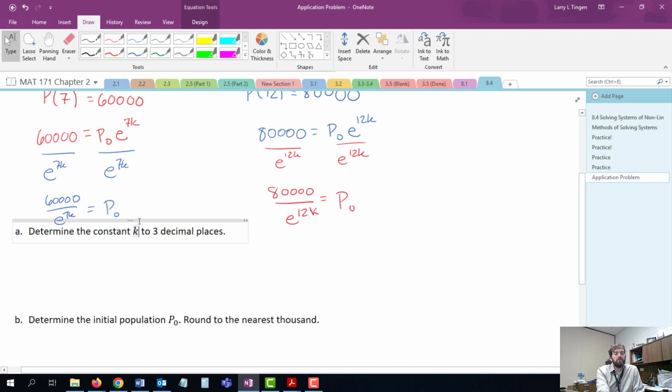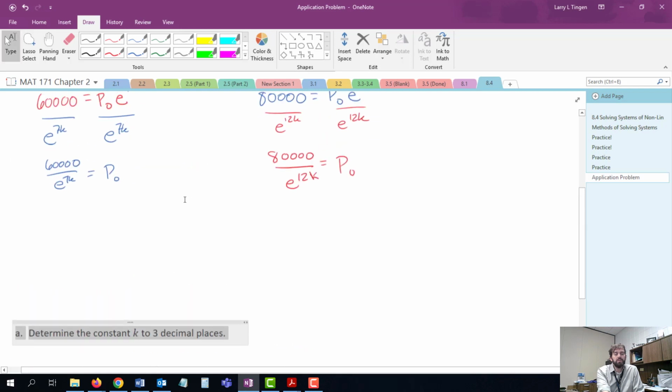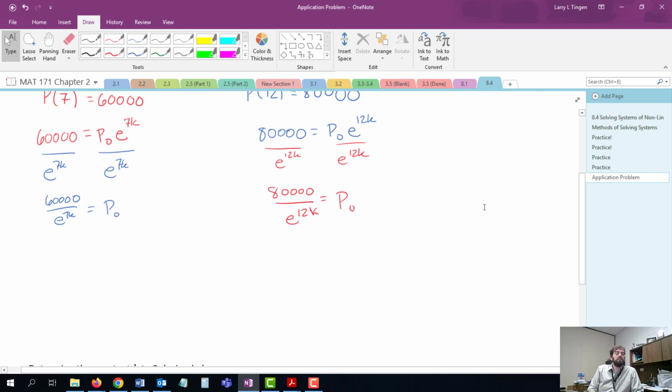Why did I do all this work? Okay, why in the world did I do that? Because now, what do you have? Now you have two different values for P naught. So if P naught is equal to 60,000 over e to the 7k and P naught's equal to 80,000 over e to the 12k, doesn't that mean that 60,000 divided by e to the 7k is equal to 80,000 divided by e to the 12k? Absolutely. The ratios have to be the same.